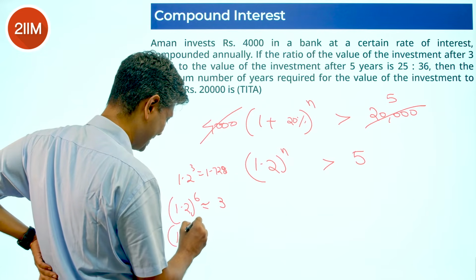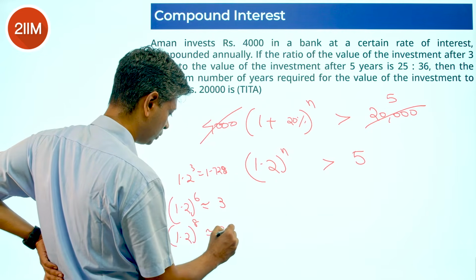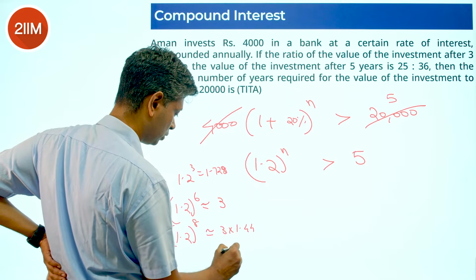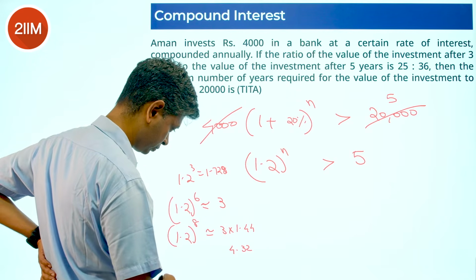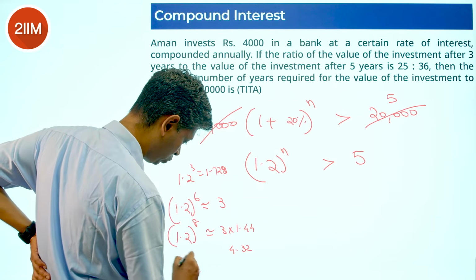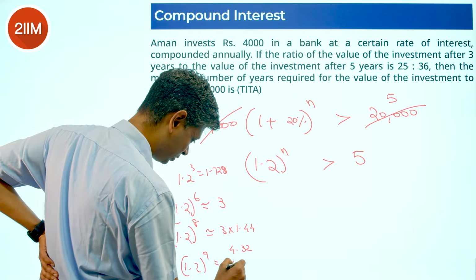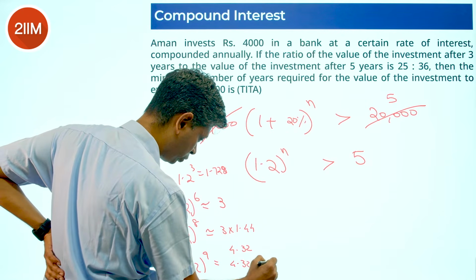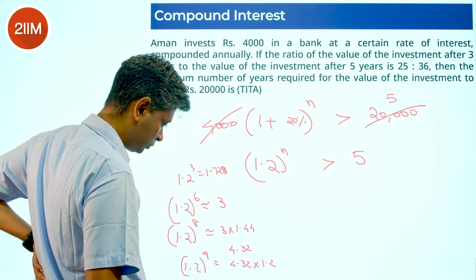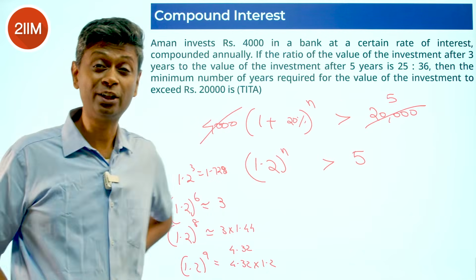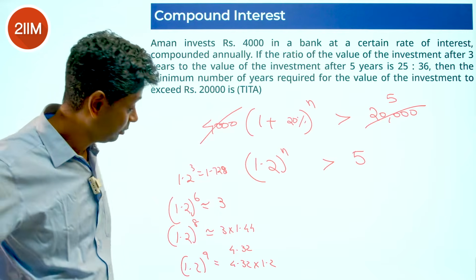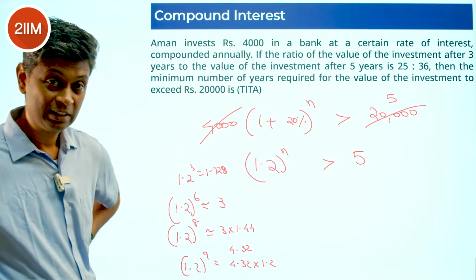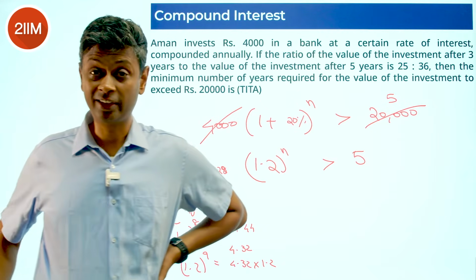1.2 whole power 8 should be roughly 3 into 1.44, which is 4.32. 1.2 whole power 9 is 4.32 into 1.2. This goes more than 5. If I had to guess, I'm guessing 9. 8 seems pretty far away. It crosses beyond 9. If I had to guess, I'm guessing 9, but I'm not guessing.